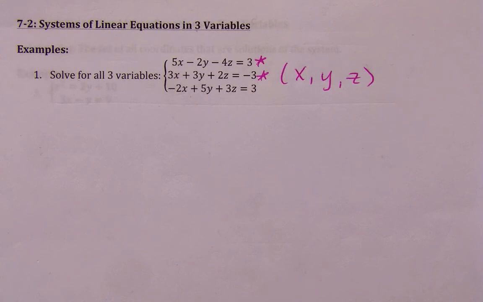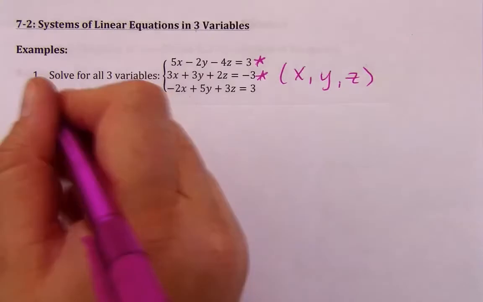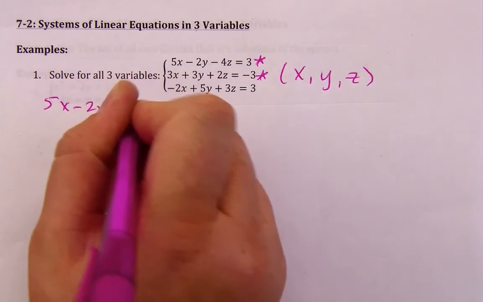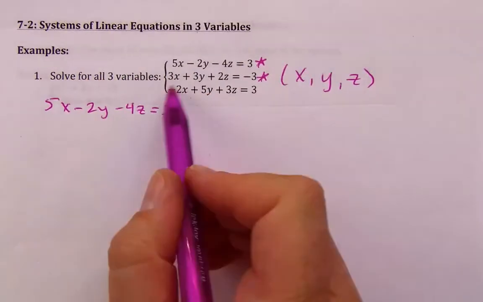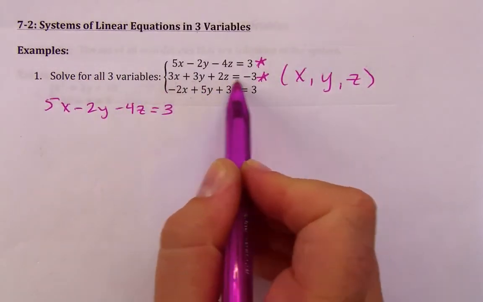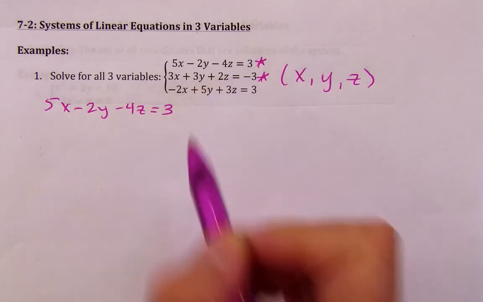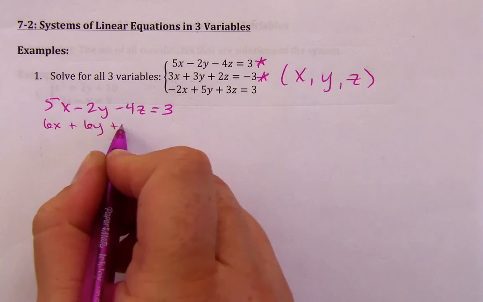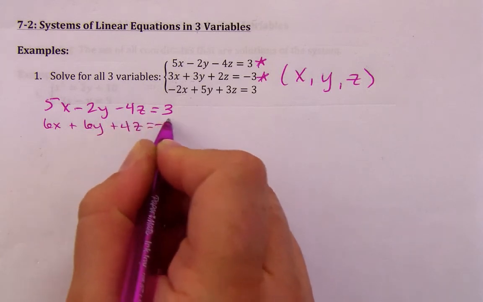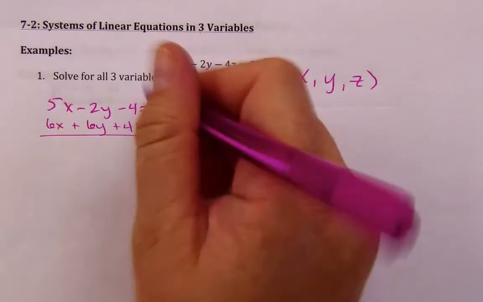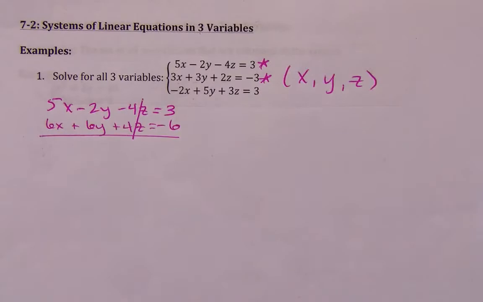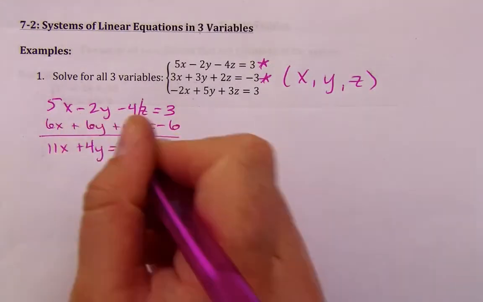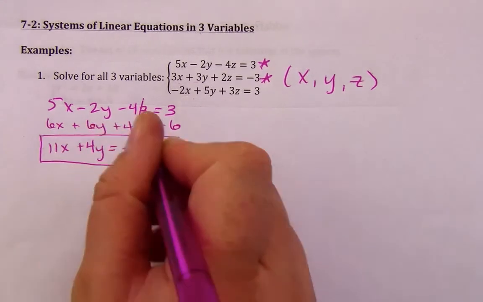And as usual, I'm going to color code everything. So my first equation here is 5x minus 2y minus 4z equals 3. And I'm going to multiply this entire equation by 2 so that my z's can cancel out. So that'll become 6x plus 6y plus 4z equals negative 6. And when I add these two equations together, those cancel out. I have 11x plus 4y equals negative 3. And I'm just going to hang on to that for now.